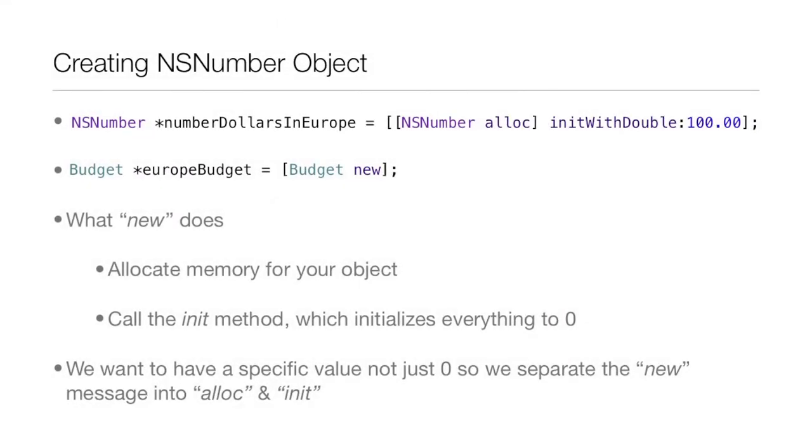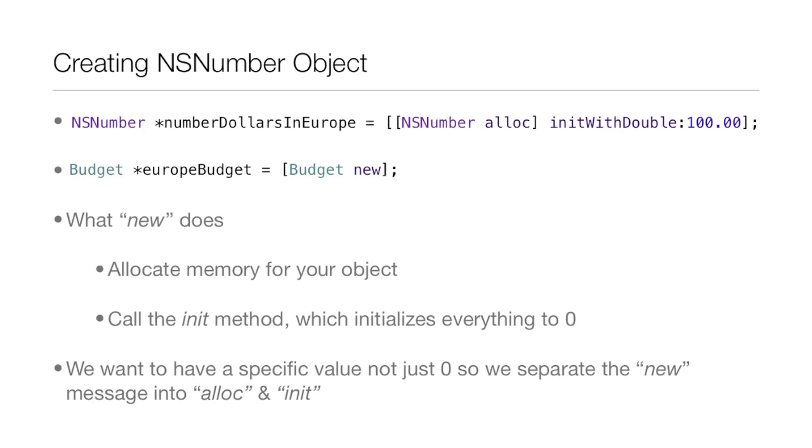Well, if you look real quickly at that budget that we created a couple lessons ago, it's based on the budget class, as you remember, that class we created, and it's called Europe Budget, and we have that asterisk there because it's a pointer to the budget, and then we send it that new message, and that new message actually does a couple of things. I'm not sure if I actually went over this in that lesson, but it allocates memory for the object, and then it calls the initialize method, and it initializes everything to 0. Now, in that budget that we created in the last lesson, it really doesn't matter that it initializes everything to 0. But in this NSNumber object, that's the big thing.